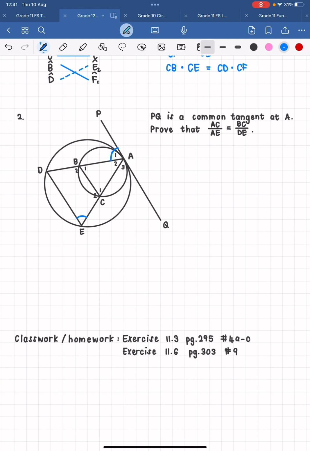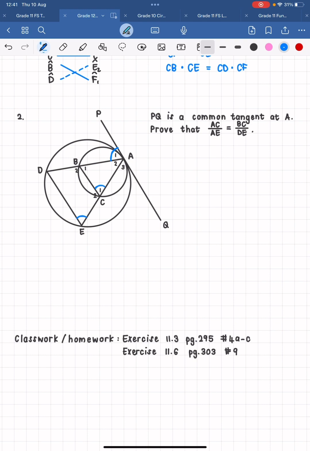But then A1, because PQ is also a tangent to the small circle, let's just cover up the big circle or part of it. A1 is the angle between the tangent and chord AB as well. And then AB is subtending C1. So those two angles I can also say are equal because of tan chord.